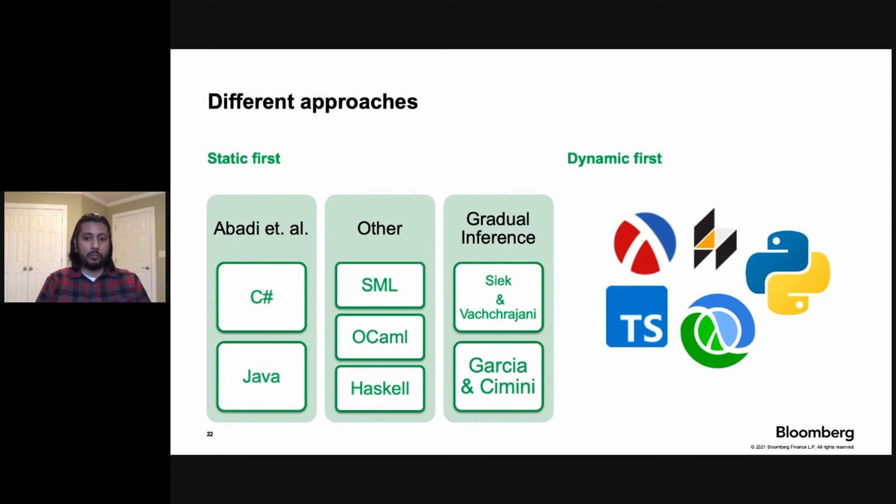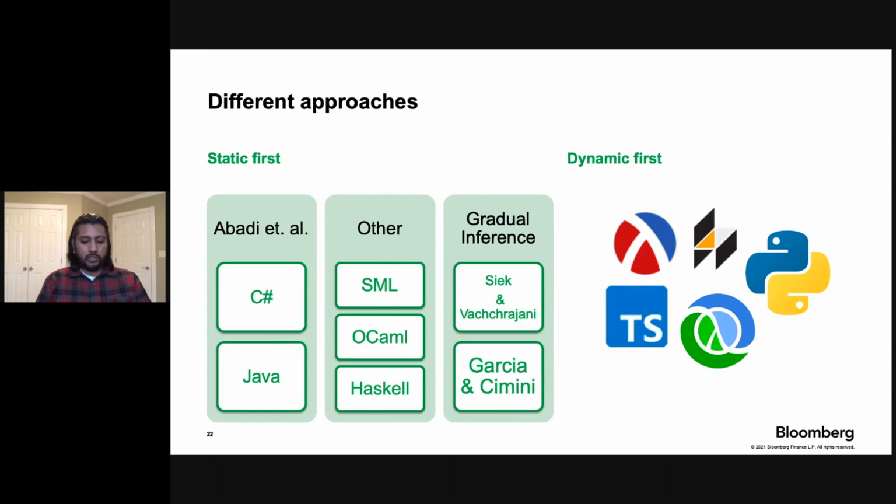For example, C# and Java introduce a dynamic type and they have a way to perform some sort of runtime inspection on it using reflection, very similar to what Abadi and others have proposed. And on the other hand, you have languages like SML, OCaml, and Haskell, which again don't support gradual types, but do support some form of dynamic typing, either through GADTs or type classes and so on. But all of these are not as seamless as how gradual types would be for our situation.